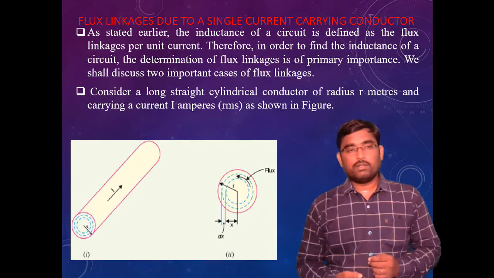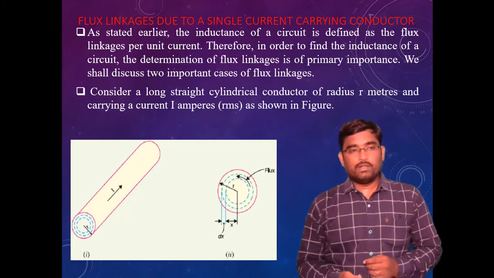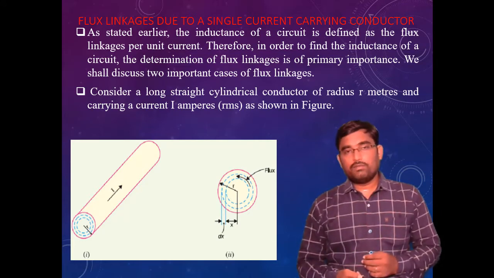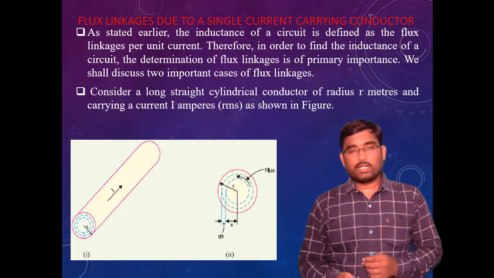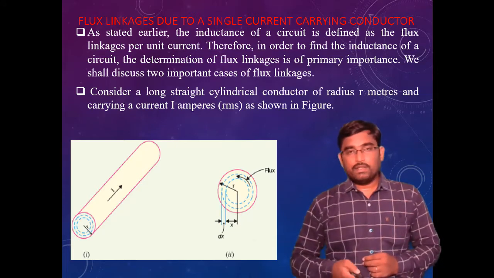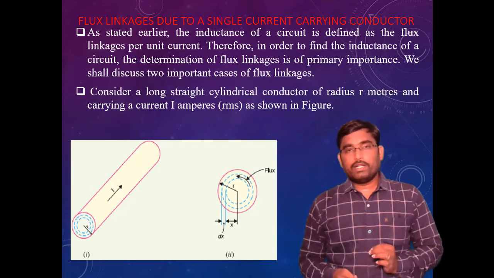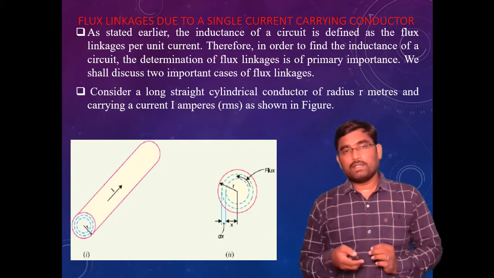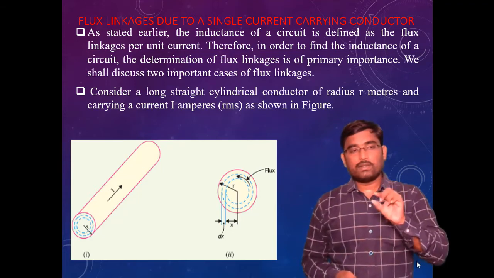So here we are going to see the flux linkage due to a single current carrying conductor. See it in the picture. The first figure is the side view of the conductor having a radius of r meters carrying a current of I amperes. Now see the second figure. It is the front view of the conductor. There we have taken a point at a distance of x meters from the center of the conductor, and there we have taken a cylindrical shell of thickness dx.